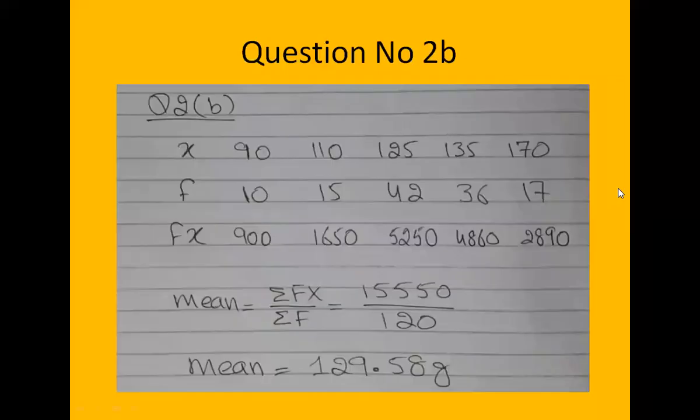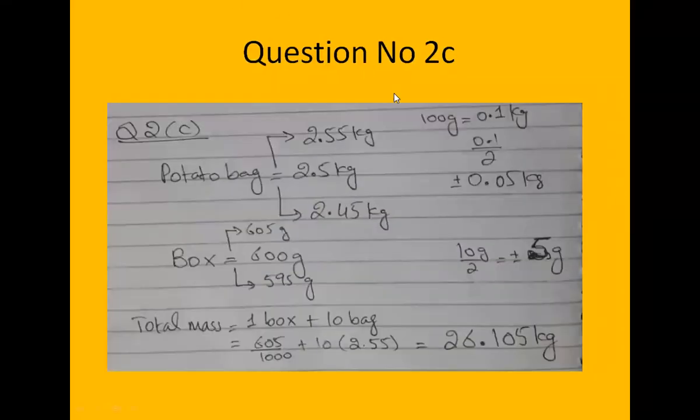So let me show you how this is done. It's 100 grams. You divide it by 1000 to convert it into kg. It will become 0.1 kg. 0.1 kg divided by 2, it will be plus minus 0.05 kg. One potato bag is 2.5 kg. So add 0.05 to it, and you get 2.55 kg. Subtract 0.05 kg from this measurement, you get 2.45 kg. So the upper bound of the mass of one bag is 2.55 kg. The lower bound is 2.45 kg.